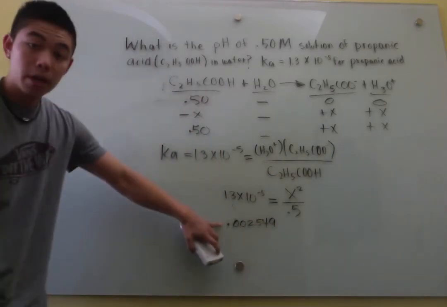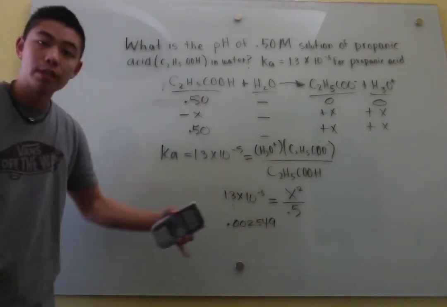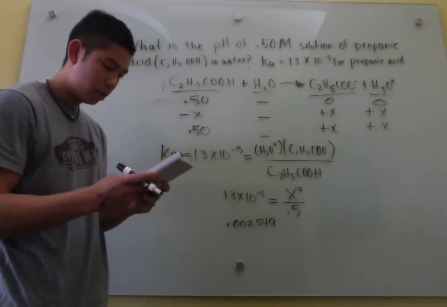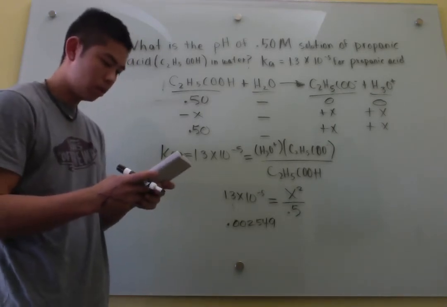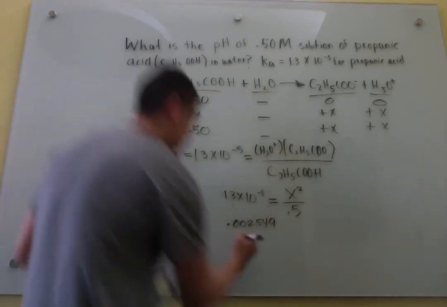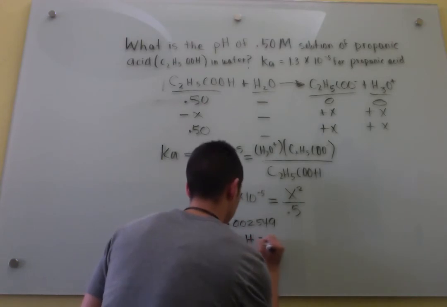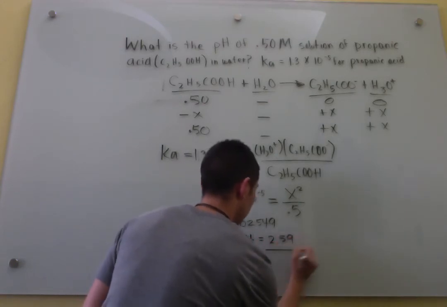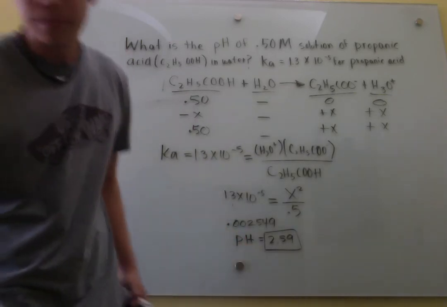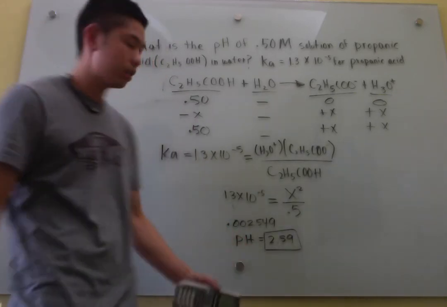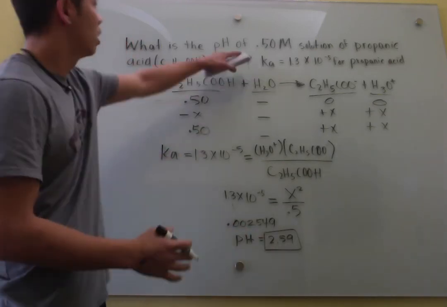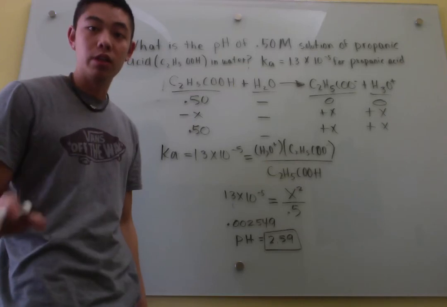Now that we know the concentration here, we can solve for the pH. All we have to do is take the negative log of this answer, and that's going to give us a pH of 2.59. And therefore, if you look on the answer sheet, the answer is 2.6, and so what you're going to want to do here is simply round up, and that's going to be your pH of a 0.50 molarity solution of propanoic acid.